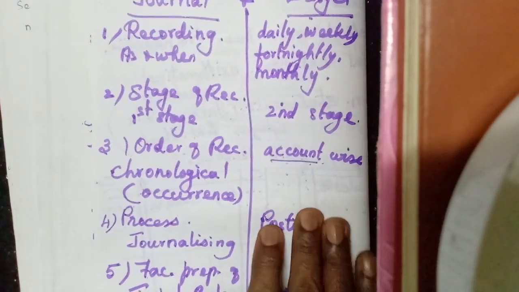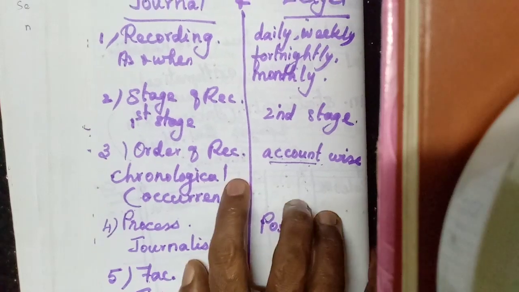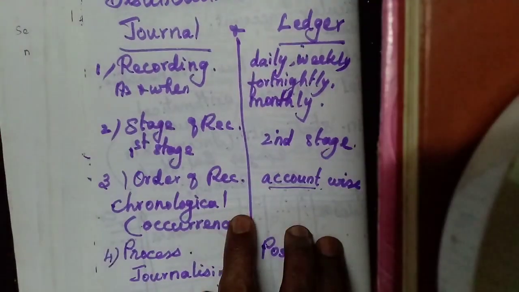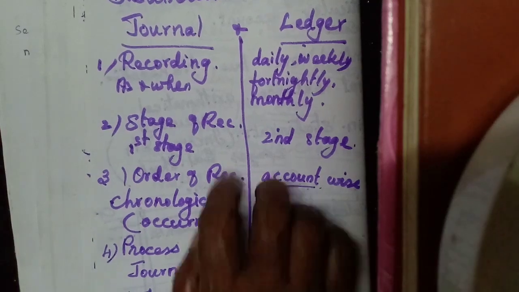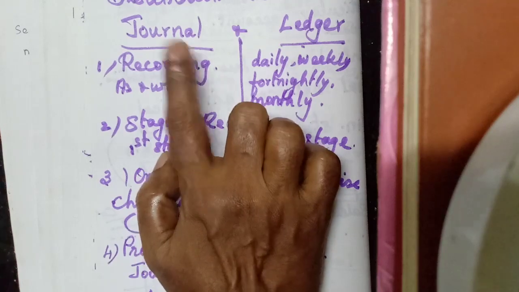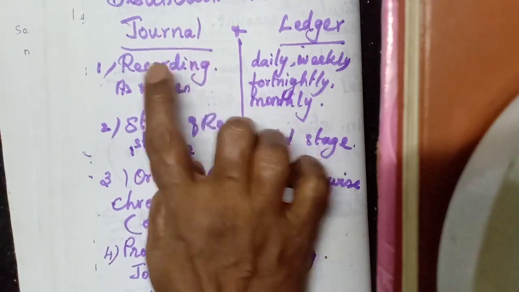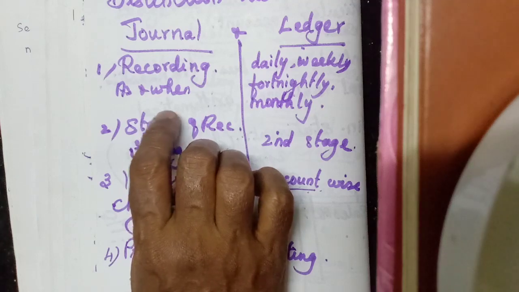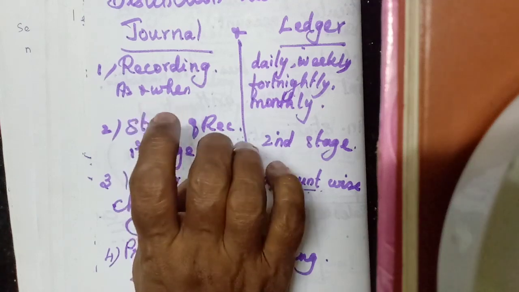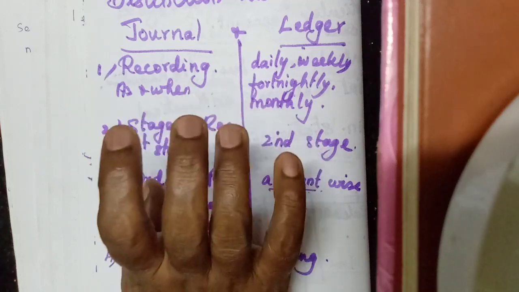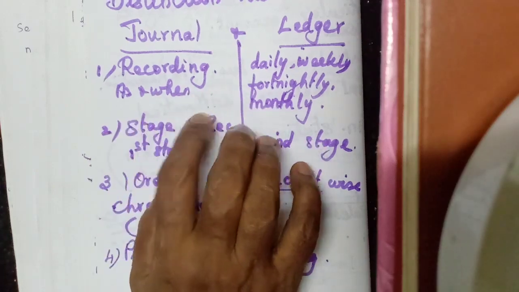Next one, the differences between the journal entry and the ledger accounts. Here, when we enter the journal entries, the first heading is recording. When we record, as and when the transactions take place, we will make the journal entries in the journal.